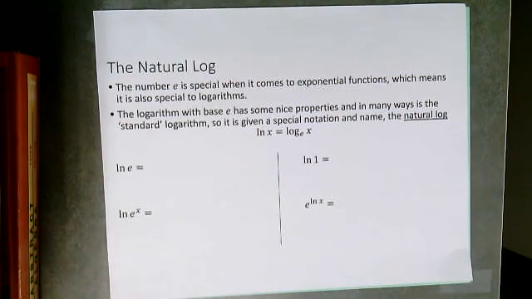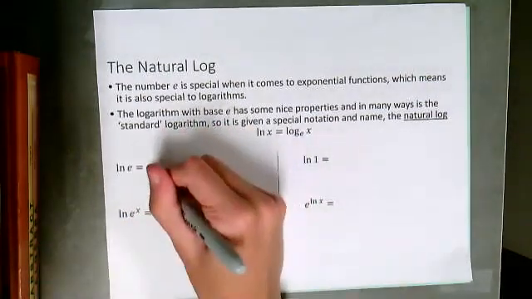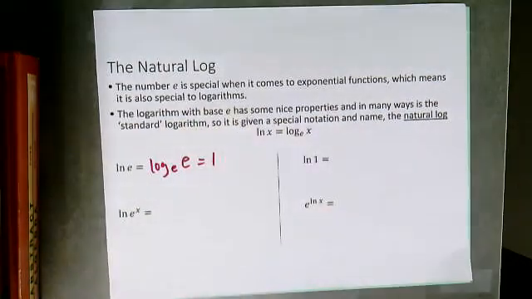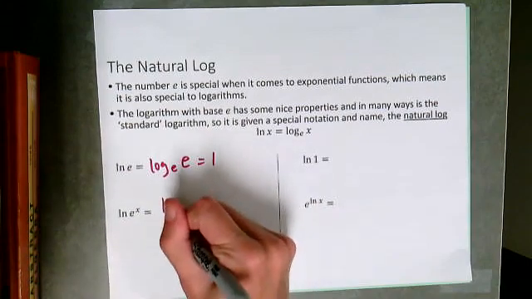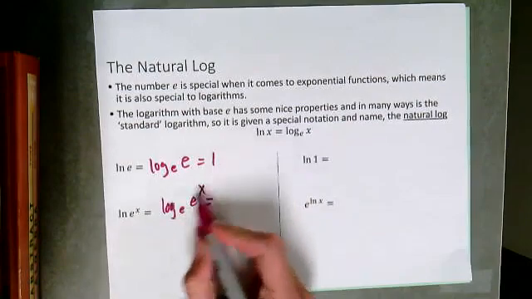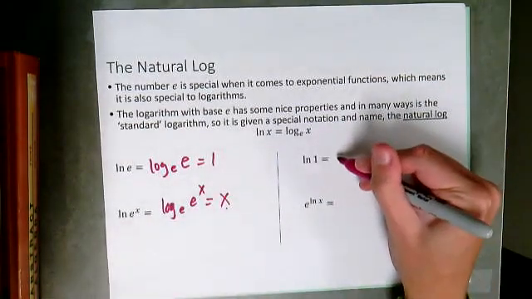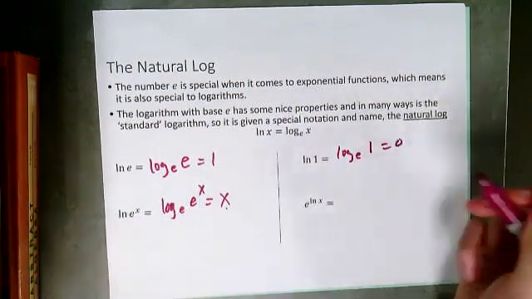So all the same rules apply, right? Because natural log of e, this is log base e of e. That's just going to be 1. Natural log of e to the x, that's again putting it back into what we know and love. We already know this property, and that's just x. Right? Natural log of 1, again, same deal. Log base e of 1, that's equal to 0.